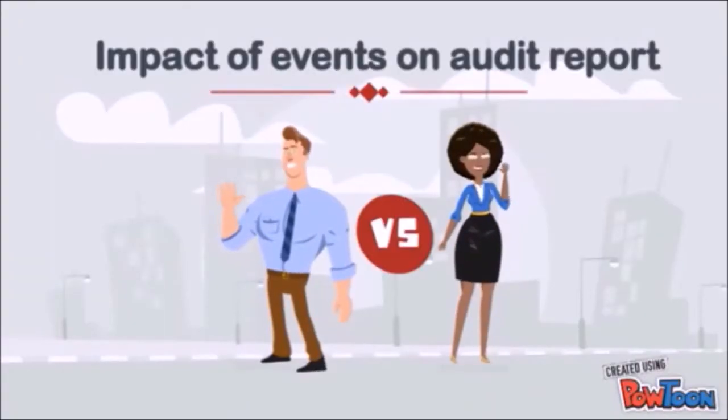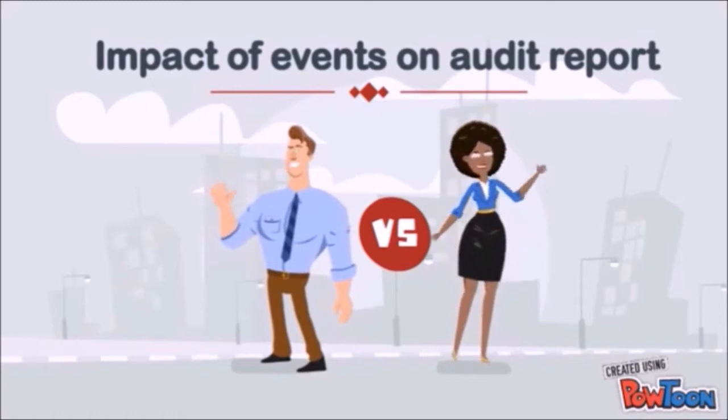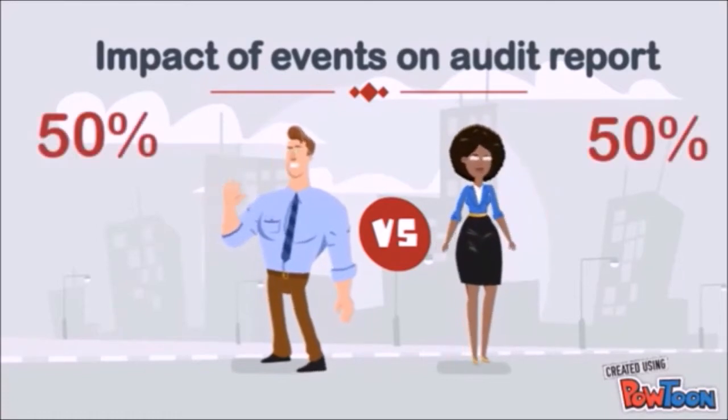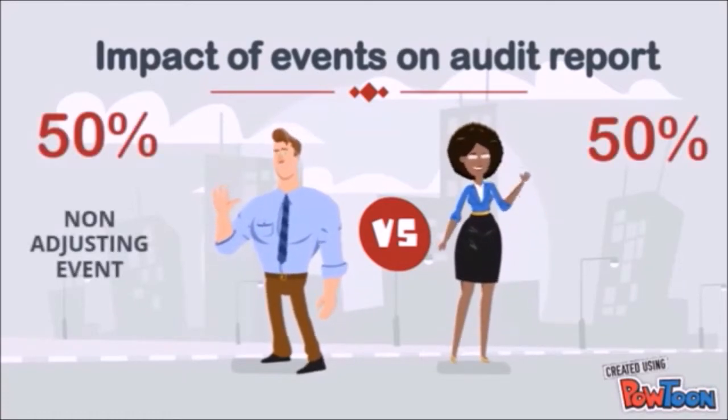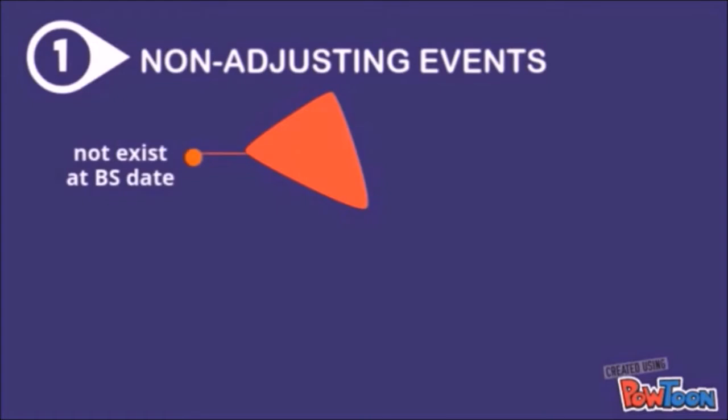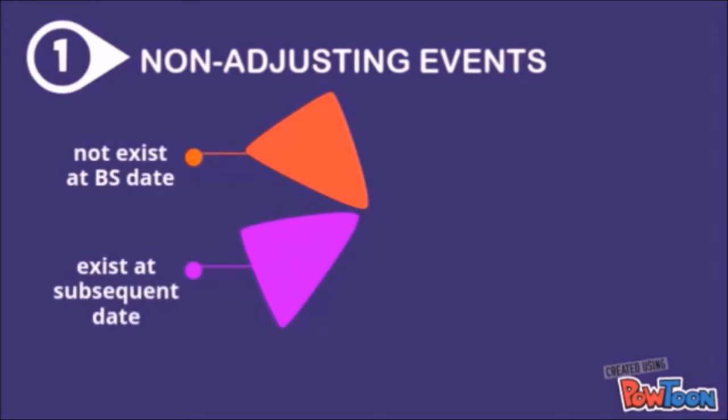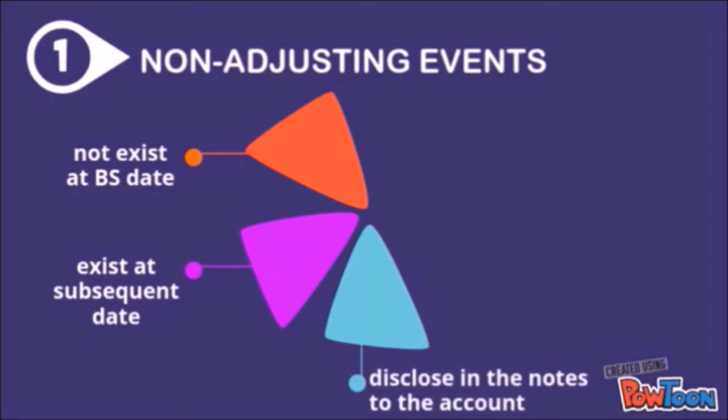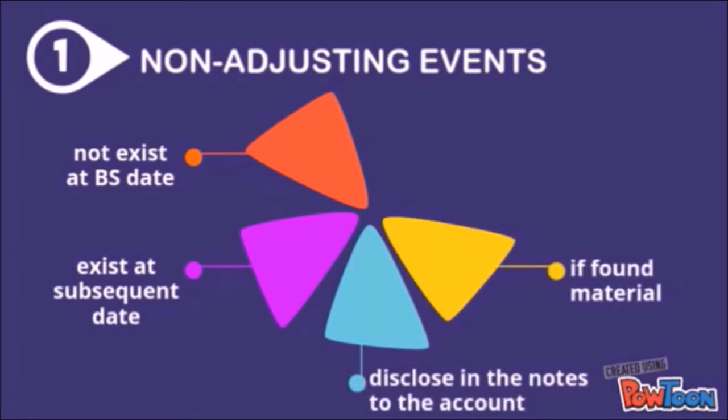Events on audit report. So, there are two types of event. First, non-adjusting event. Second, adjusting event. Non-adjusting event did not exist at the date of the balance sheet, but exist at the subsequent date. It is a need to disclose in the notes to the accounts, if it is found material.